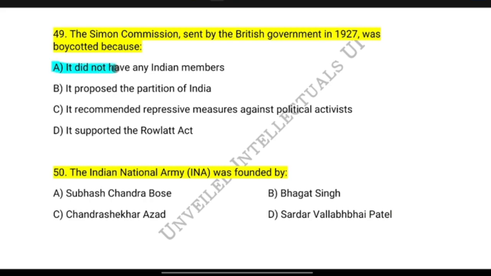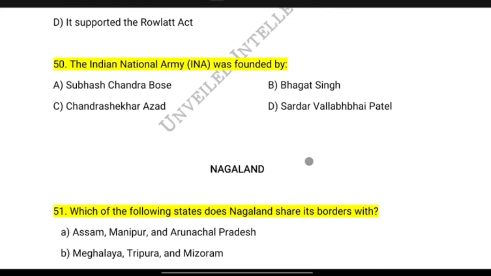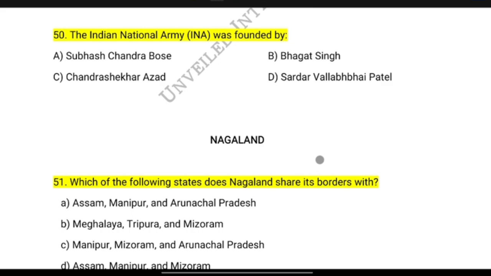Solution. A. It did not have any Indian members. Explanation. The Simon Commission was boycotted by Indian political parties and leaders as it did not have any Indian members, which was seen as a disregard for Indian participation and opinion. 50. The Indian National Army, INA, was founded by.